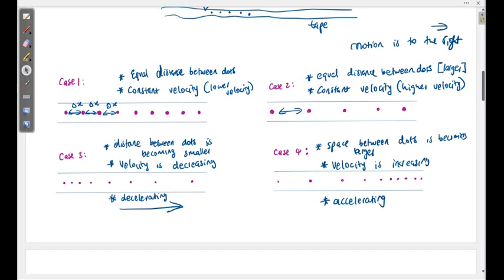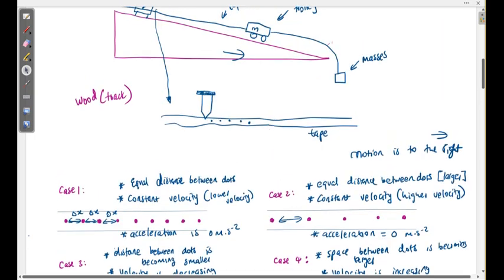For case number 2, what can you tell us about acceleration? It's constant. Or no? Acceleration was 0, because the velocity was neither increasing nor decreasing. It was constant. Right. So what about case number 1? Acceleration is also 0. All right, so that is it about these ticker timers.